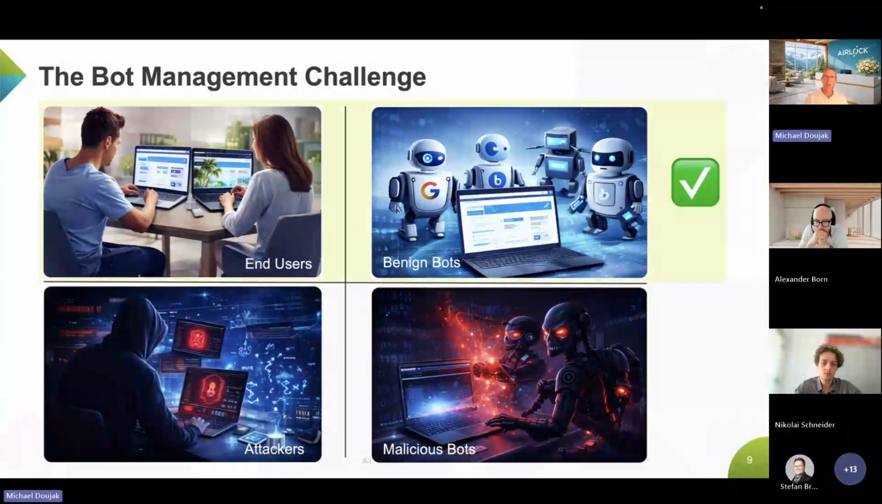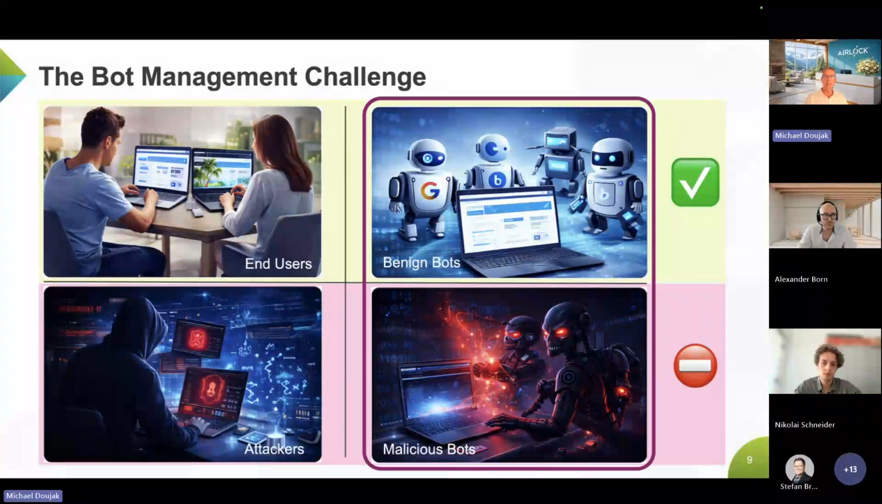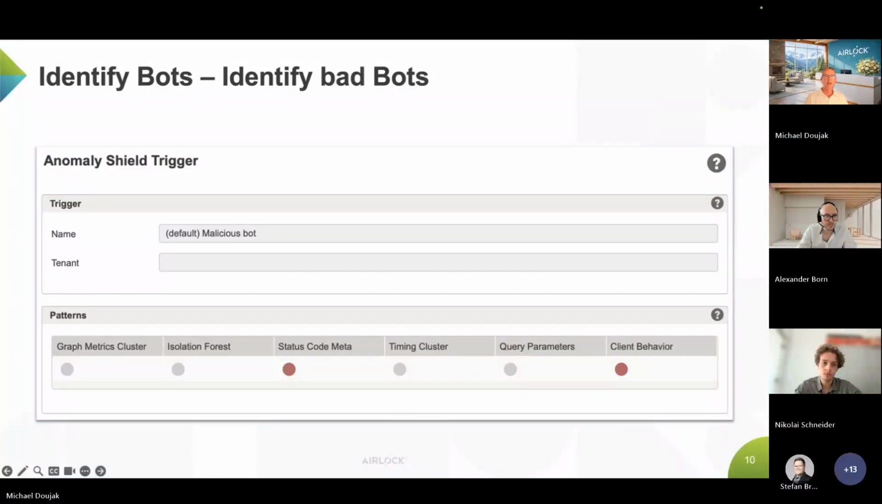With the anomaly shield, we want to be benign to the benign bots and allow them to go through. And we want to deter the malicious bots. And for that, we have a trigger in the defaults that we call malicious bots. So what you see here is a screenshot from the anomaly shield. It's a trigger. And in this trigger, we're configuring what kind of models down here actually should be activated in this malicious bot anomaly shield trigger. With these 2 models here, we're deterring malicious bots. And here's an explanation why it works that way.